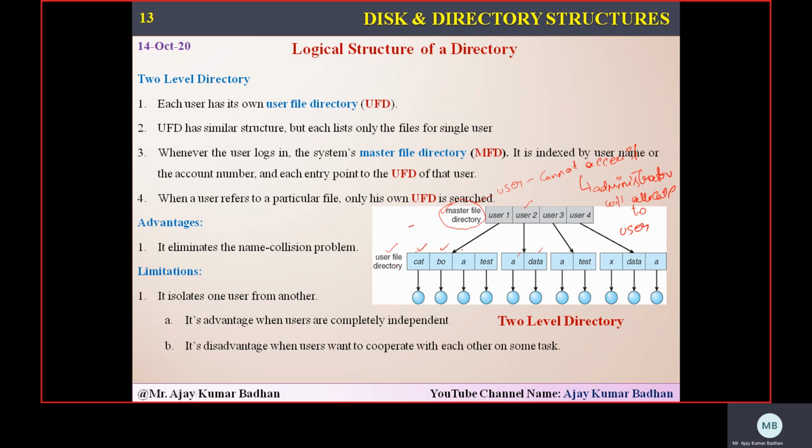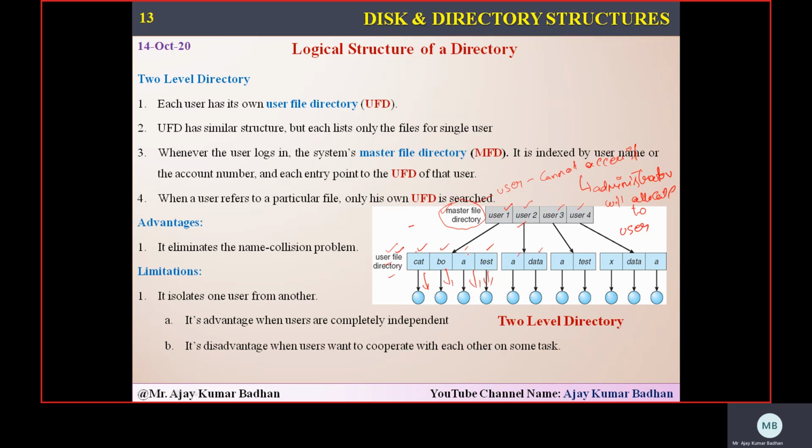Now the user can start creating different folders and directories. He can store them in a user file directory, which will have different files. Whatever files are present in user 1 cannot be accessed by user 2. In the same way, whatever files are present in user 2 cannot be accessed by user 1, 3 or 4. Now that violation problem is removed.